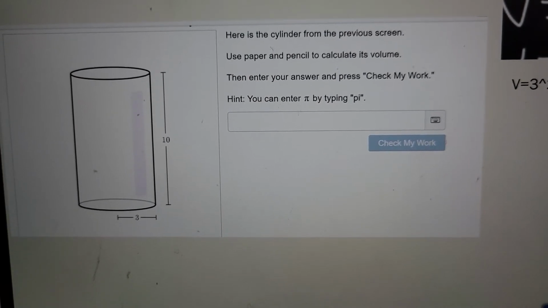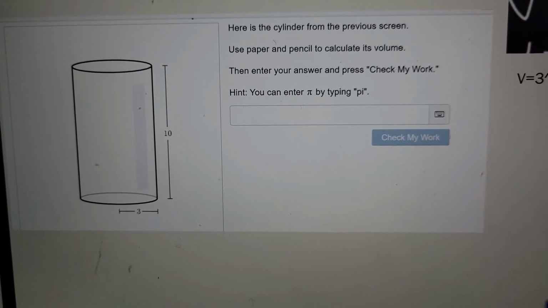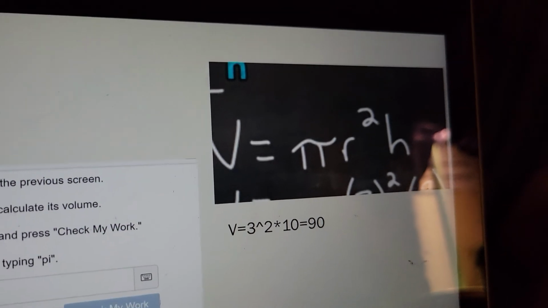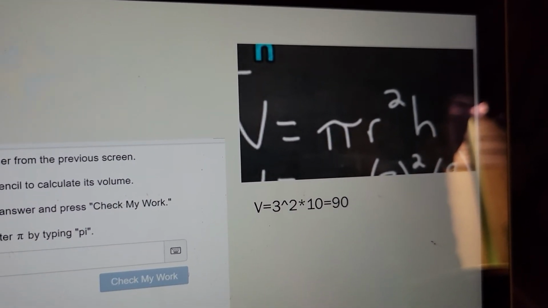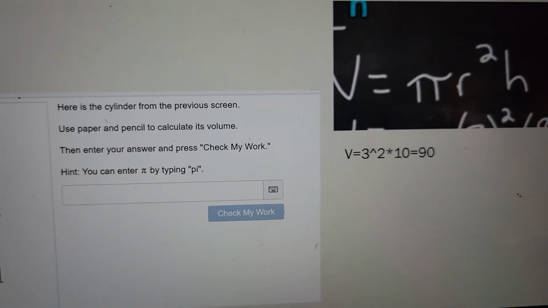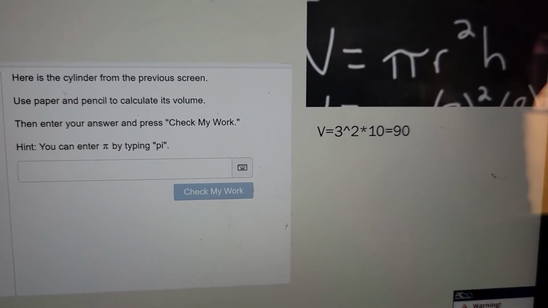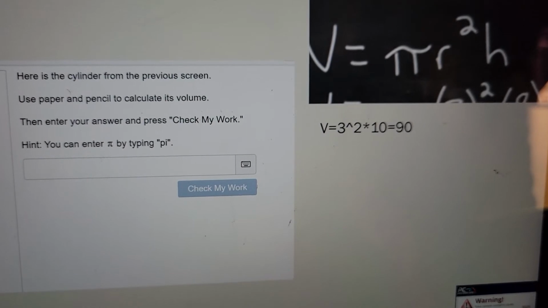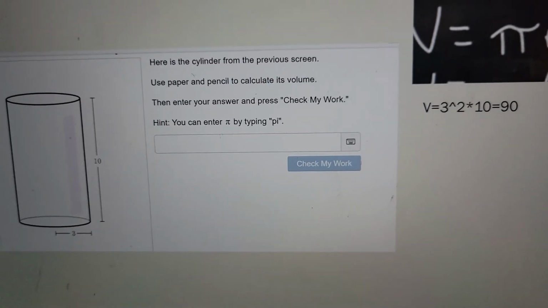So here's the cylinder from the previous screen, and it was asking you over here to find the volume of it. So the volume of a cylinder is over here. It's pi times r squared times the height. So what I did over here, the volume would be 3 squared, which would be 9, times 10, which would be 90. So the volume of the cylinder over here is 90.